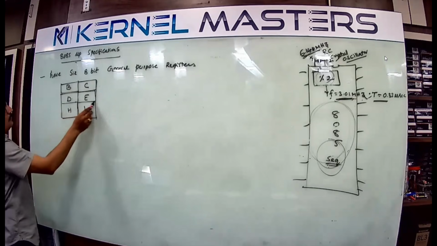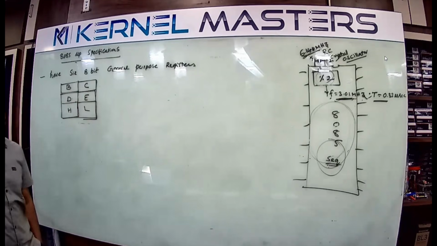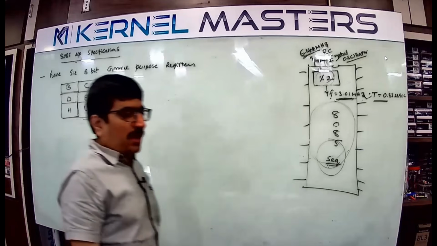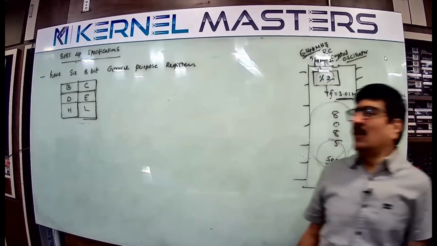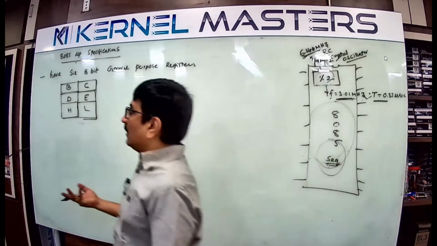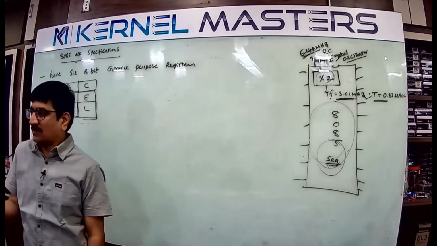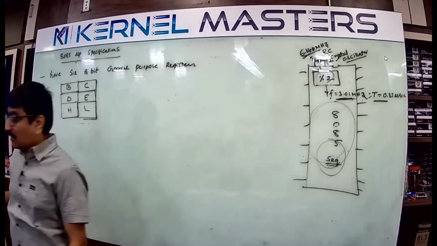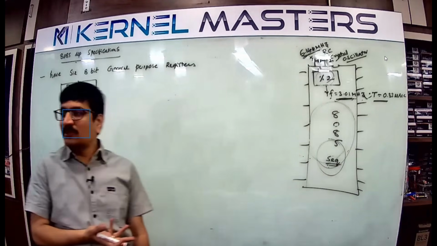So there are 6 of them only. We call them general purpose registers. General purpose means we can use them for any purpose. In these registers we can store data, like a programmer would, and we can also store a memory address.